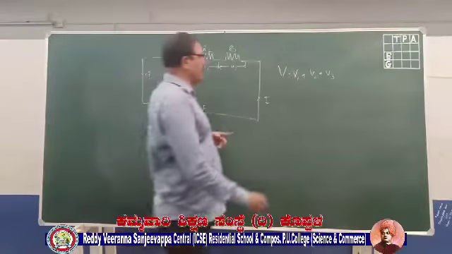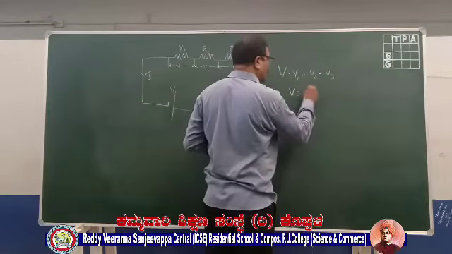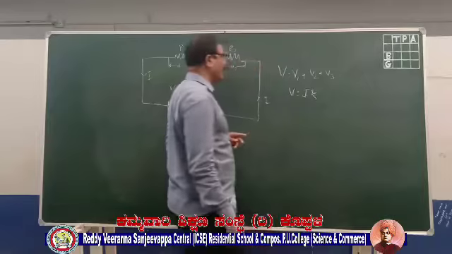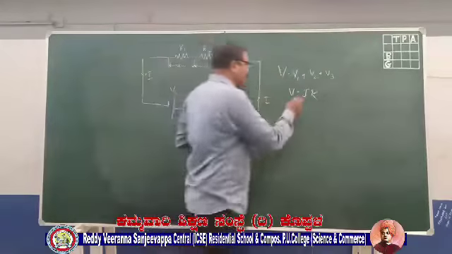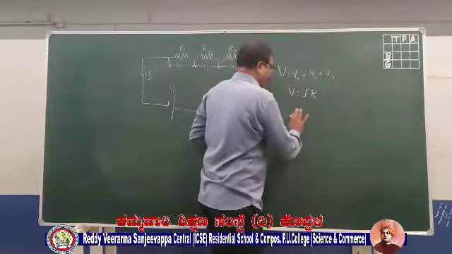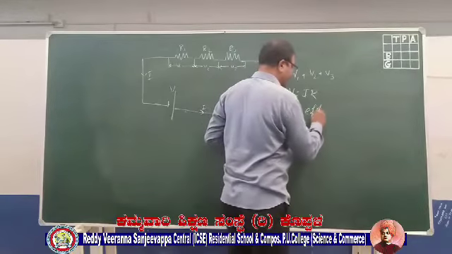But from Ohm's law, we got V is equal to I into R. Now let me replace this V with IR, or let us assume that RS is the effective resistance.